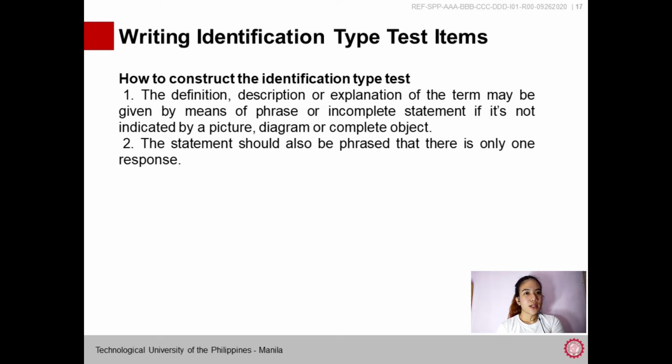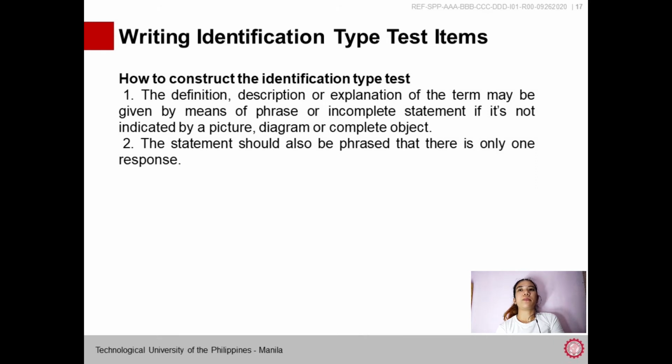So for example, question number 1. It is a branch of science that deals with the living organism and the vital process. So that is the identification question. It is just a phrase, and it is answerable by a word or a short answer, specifically a word. And the answer is biology.